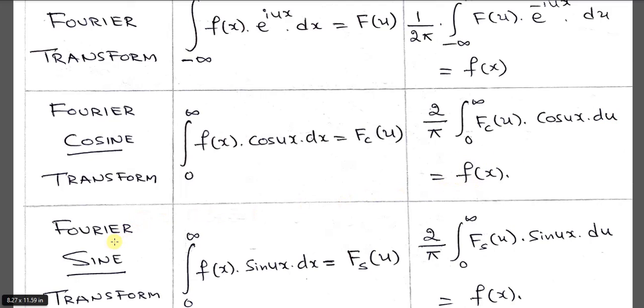Similarly, we have Fourier sine transform, again the integral from 0 to infinity of f of x. Instead of cos ux, now we are dealing with sin ux. So multiply by sin ux, integrate with respect to x, and the notation is Fs of u. So s represents sine transform. Similarly, the inverse Fourier sine transform formula is 2 by pi, the integral from 0 to infinity of Fs of u multiplied by sin ux, integrated with respect to u, and as usual the notation is f of x. So these are the 6 important formulas we need to remember.